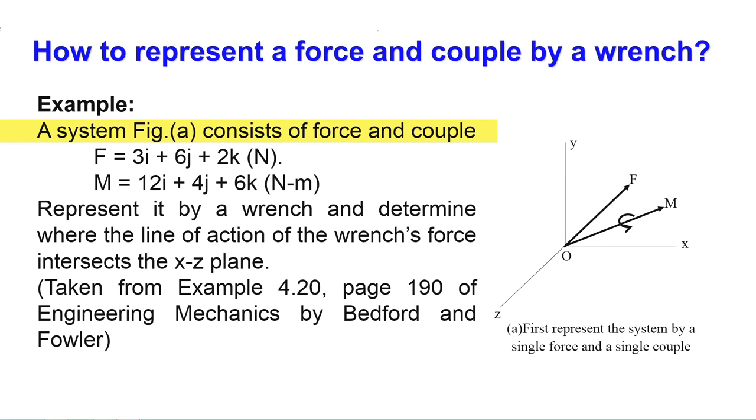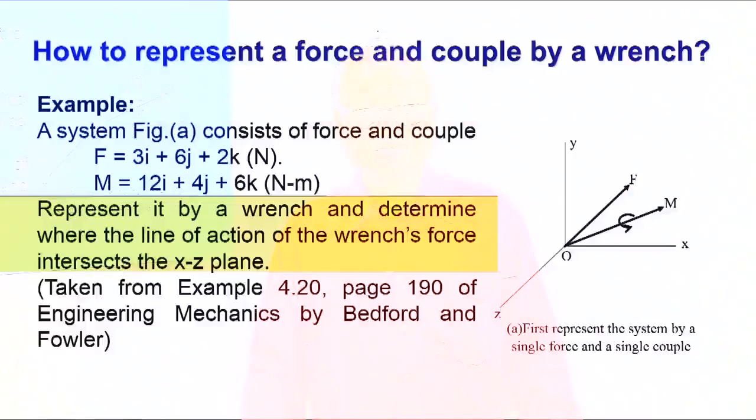A system consists of a force and a couple. The force is 3i + 6j + 2k and the moment is 12i + 4j + 6k. Now, we have to represent it by a wrench. A wrench means a force and a moment which is parallel to the force. So, how to do that?